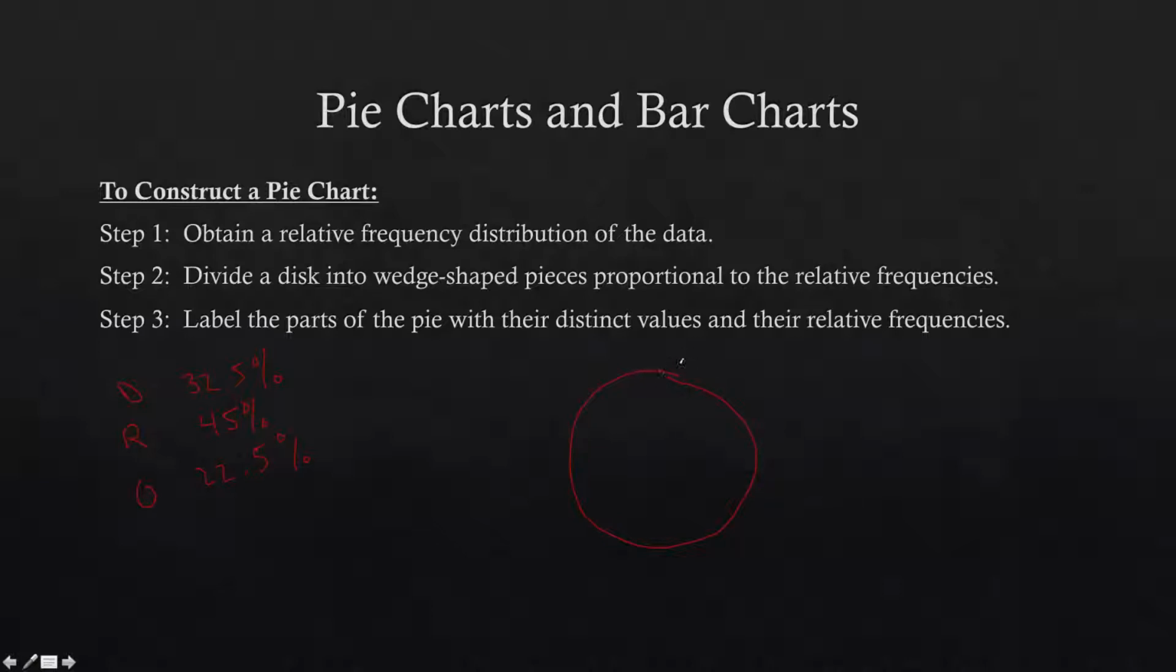So 45%, that's not quite 50%, so I'm going to draw it just a shade less than 50. That's my Republicans, that's 45%. And then 32% is greater than 22%, so by 10%, so we need it to be a good deal larger than the other. So here's our Democrats, so that's 32.5% and 22.5%.